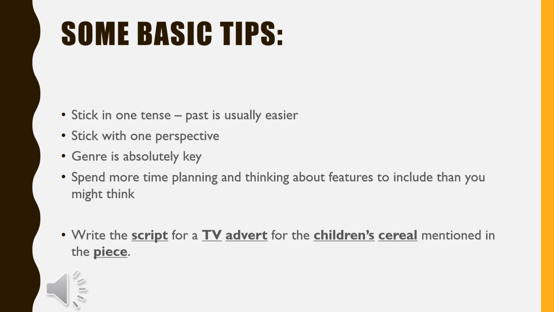In the same vein, stick with one perspective. You cannot successfully jump around characters in 300, 400 words. It's just impossible. So stick with one person's perspective. As I've said before, genre is absolutely key. I'm not going to bang on about that. And spend more time planning and thinking about the features to include than you might think you need to. Typically, the tasks are 300 to 400 words. I don't think I've ever seen one over 400, and I've definitely seen some that are 250.